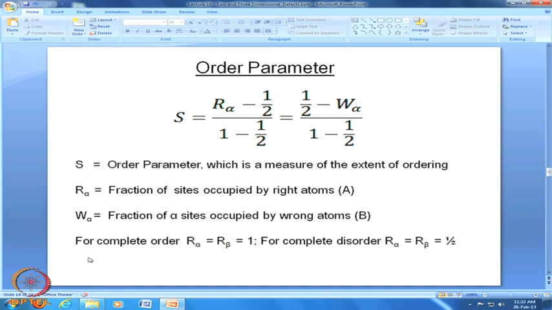So, for complete order, R alpha equals R beta equals 1, and for complete disorder, R alpha equals R beta equals half. Okay.